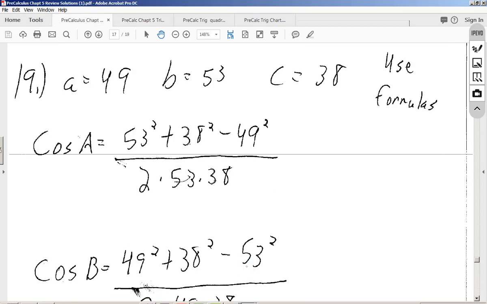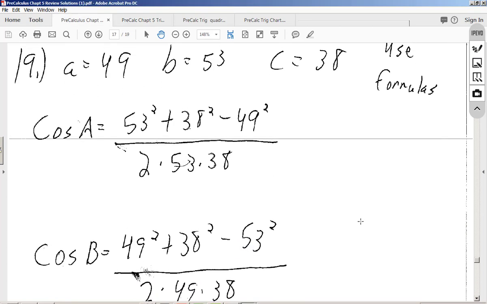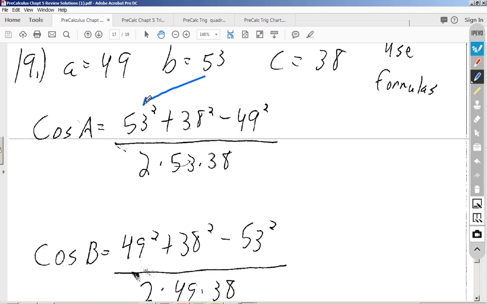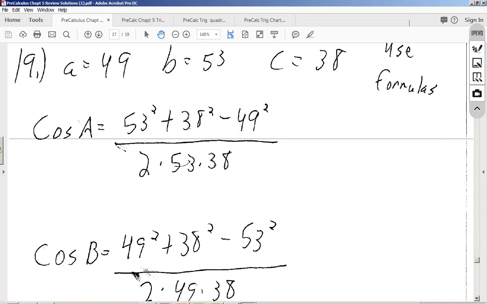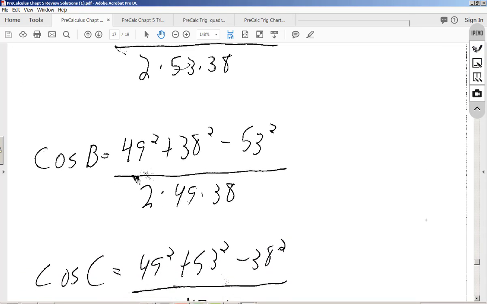So we come back to our problem and set it all up. Cosine of A is B squared plus C squared minus A squared all over 2 times B times C. Just following your formulas and substituting that in, that's 49 squared plus 38 squared minus 53 squared all over 2 times 49 times 38.